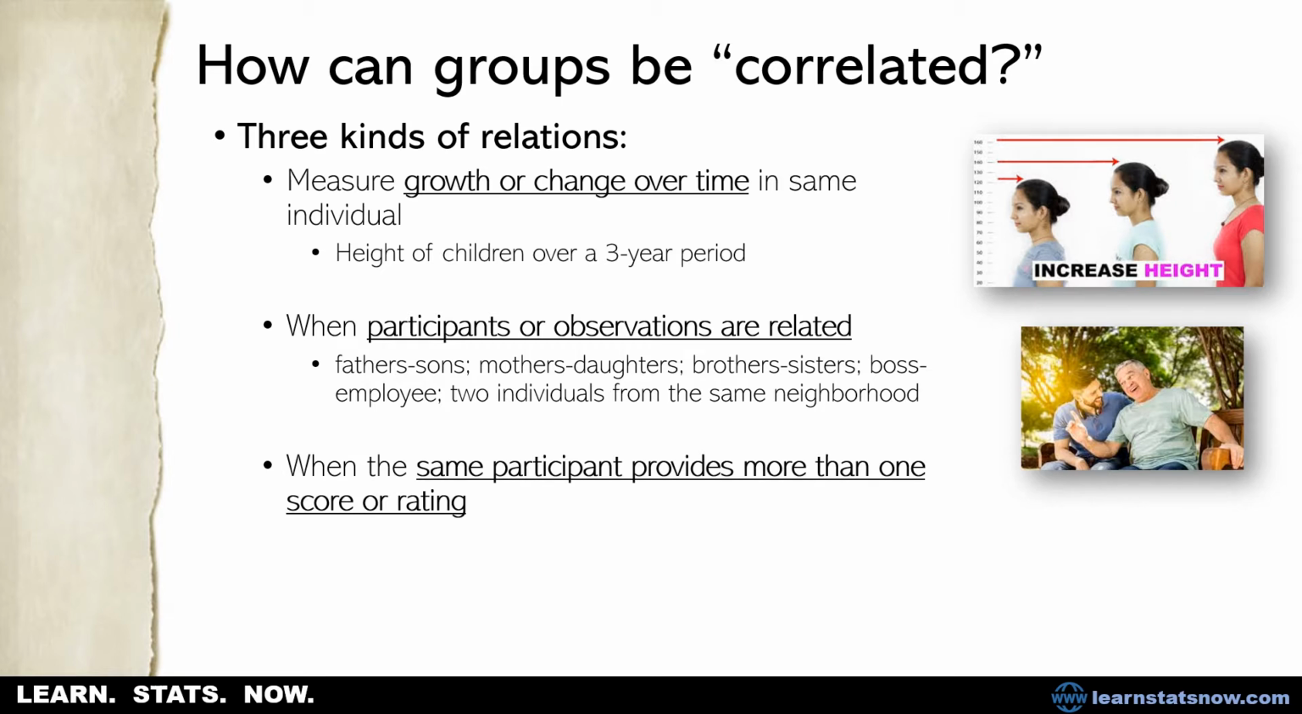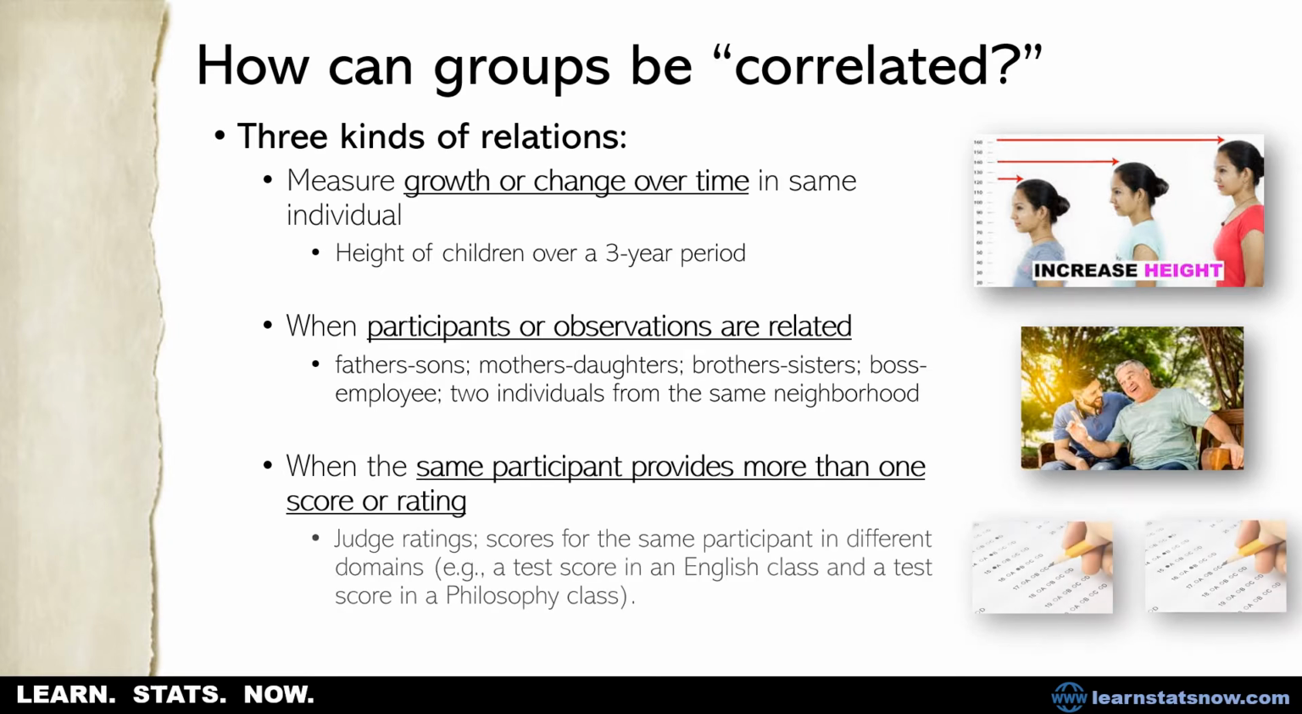Or the third is when the same participant provides more than one score or rating. So that would be the case with judge ratings, or perhaps scores for the same participant in different domains. For example, if we had a test score for the same person in an English class and a test score in a philosophy class, and we were looking to see if there were differences between the two.